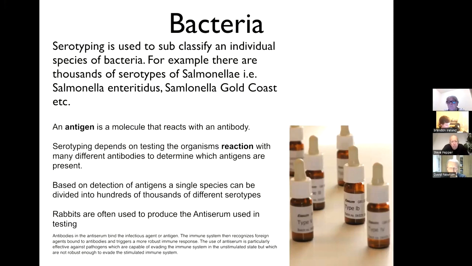An antigen is a molecule that reacts with an antibody. Serotyping depends on testing the organism's reaction with the many different antibodies to determine which antigens are present. Based on the detection of antigens, a single species can be divided into hundreds of thousands of different serotypes. Rabbits are often used to produce the antiserum itself that's used in testing.